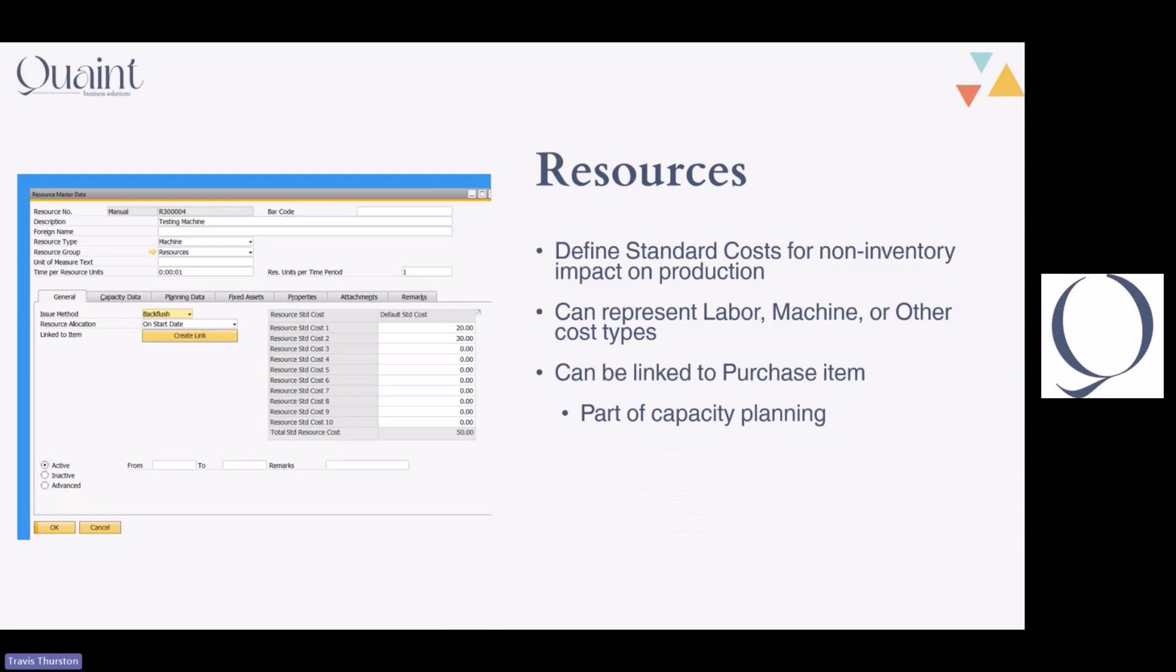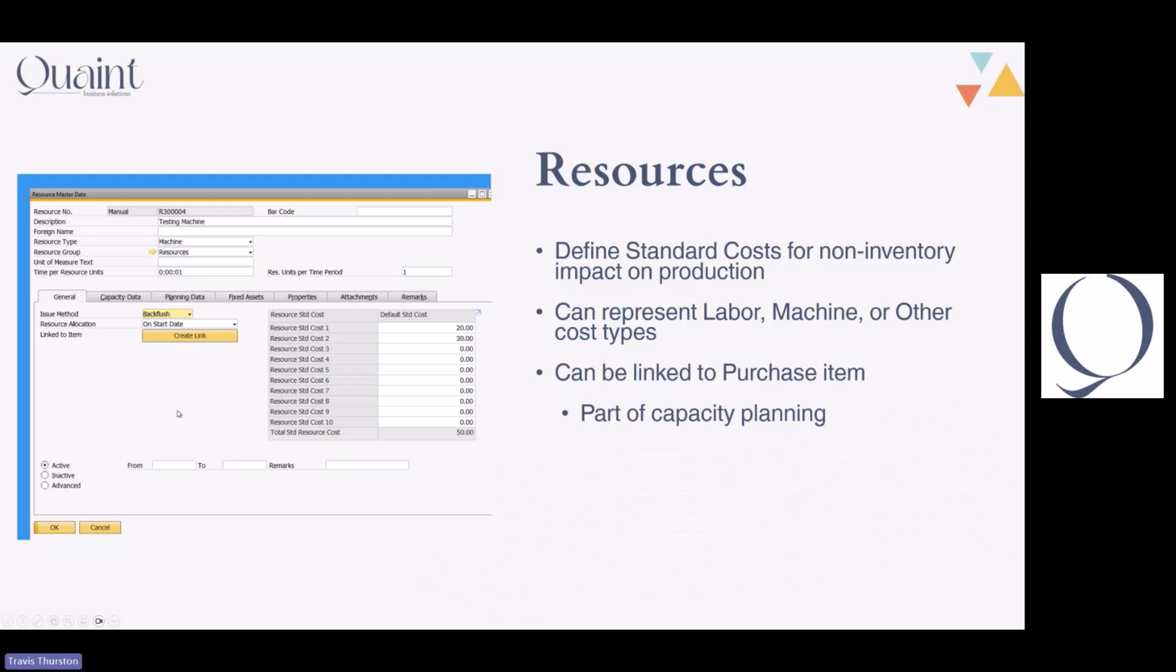So on your resources, you can define the resource type and the resource group, which is also customizable. Even though there's an out-of-the-box resource group, you can also create your own, which also allows you to define what the standard costs are supposed to be. You can define if it's going to be a backflush method versus a manual method, and you can also link it to a purchased item.